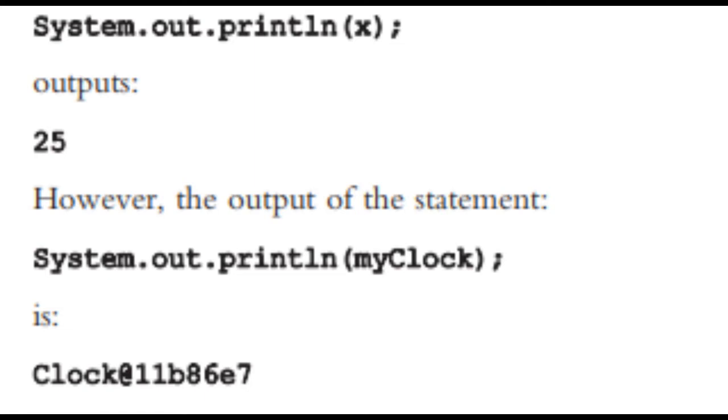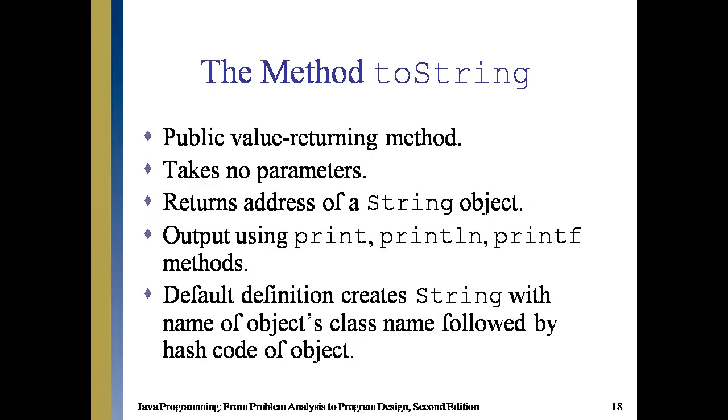For example, in the preceding statement, Clock is the name of the object myClock's class, and the hash code for the object referenced by myClock is @11B86E7. The method toString is a public value-returning method. It does not take any parameters and returns the address of a string object. The heading of the method toString is public String toString().